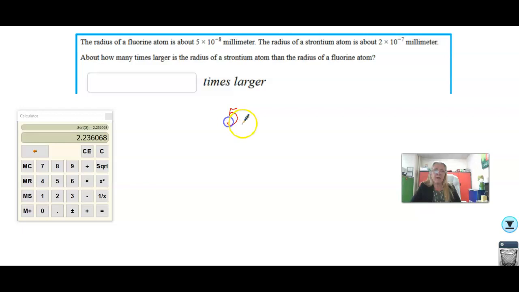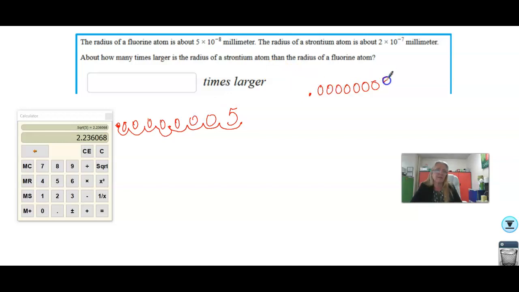You would do 5 and your decimal here, and you need to move it 8 places to the left. So it would be 1, 2, 3, 4, 5, 6, 7, 8. Boy, that's getting messy, isn't it? So we'd have 7 zeros, and then point, 7 zeros, 5. That's the one. And then the other one is 2 times 10 to the negative 7.